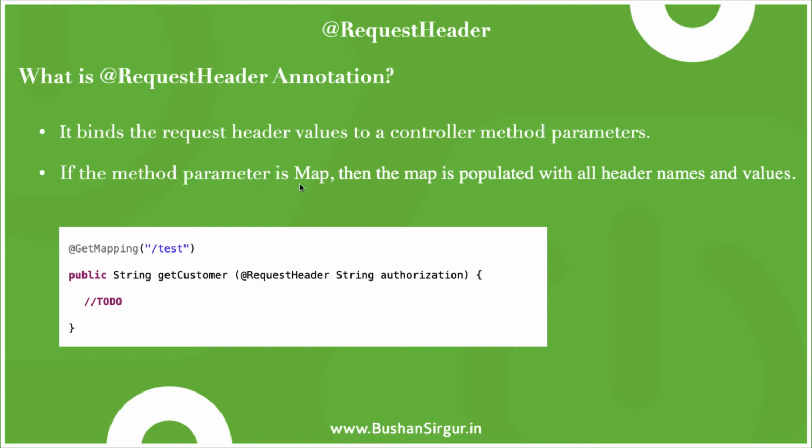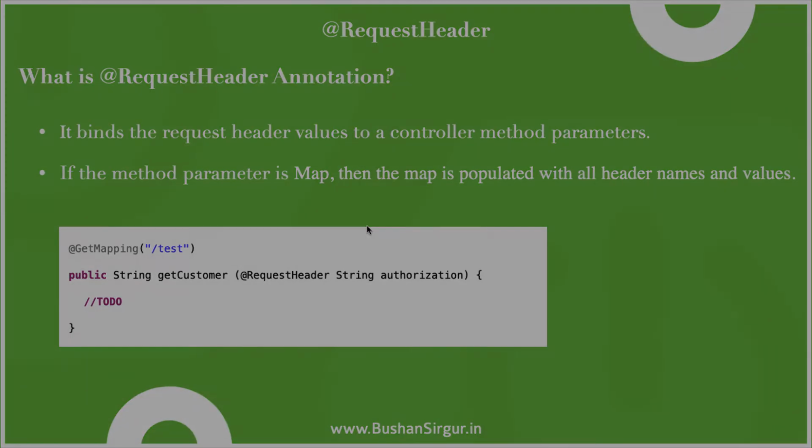And if the method parameter is a map, then the map is populated with all the header names and values such as user agent, accept, content, and all those things. It will populate all the header names and values. So let's look at an example.